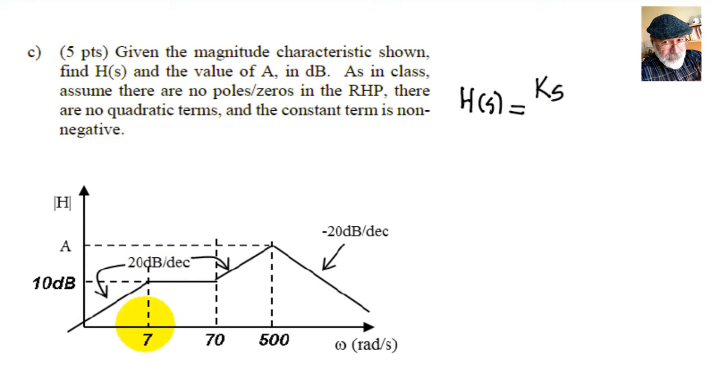And then at 7, the slope changes from plus 20 decibels per decade to 0. That is a clear indication that 7 is a simple pole. And we write it down here. And it continues that at 70, the slope changes from 0 to plus 20, so 70 constitutes a simple zero. And we write it up here.